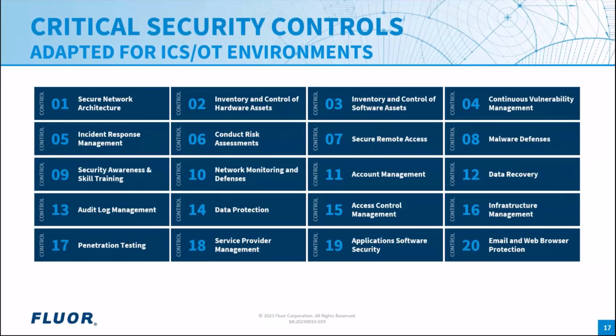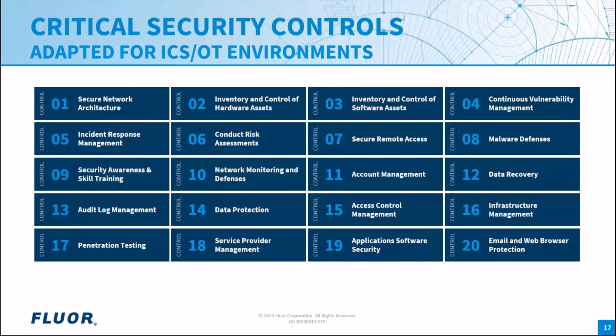conducting risk assessments, which is number 6 on our list, and number 7, secure remote access, is highlighted in the critical security controls for IT environments. And while those are also important on the IT side of the house, they're considered absolute essentials today, especially if you're building a top tier or world-class OT cybersecurity program.